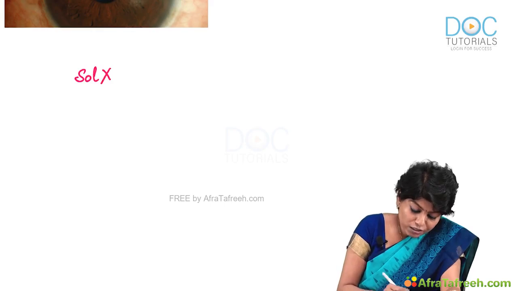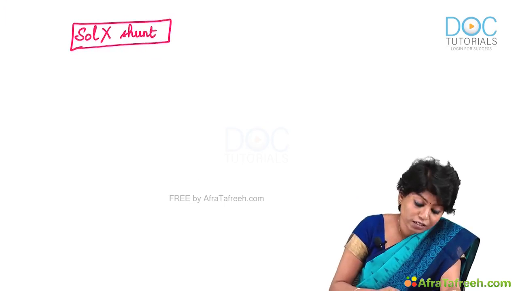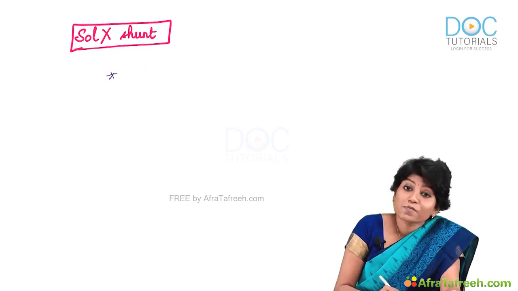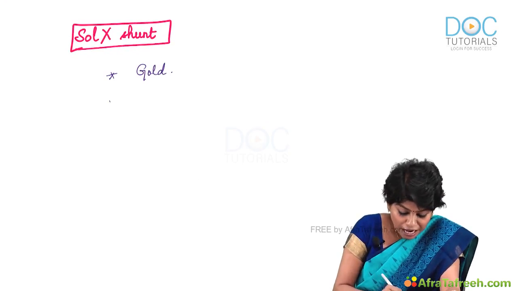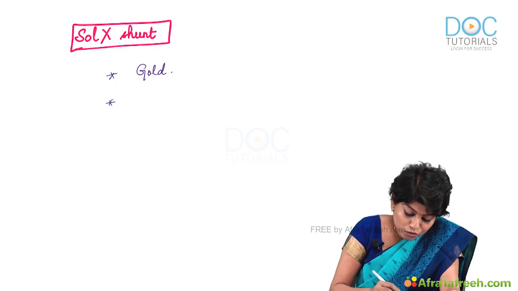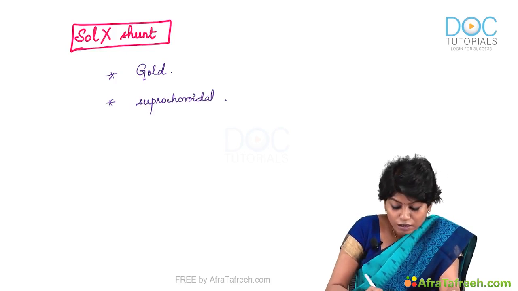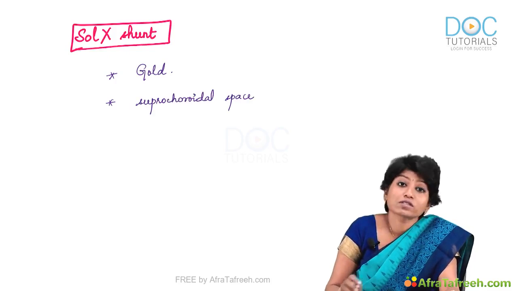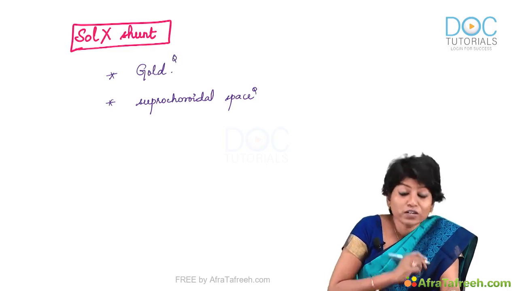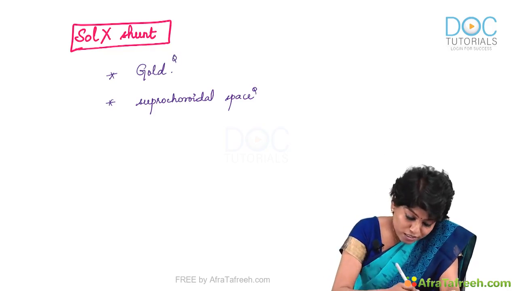Then we also have another shunt which is called the Solx shunt. Now the peculiarity of the Solx shunt, two things. One is it is made up of gold, okay, and it opens into the suprachoroidal space. So that means it increases which outflow? It goes into the uveoscleral outflow. Okay, so these are two innate things you need to know about the Solx shunt.